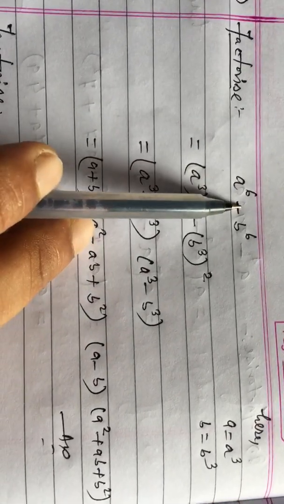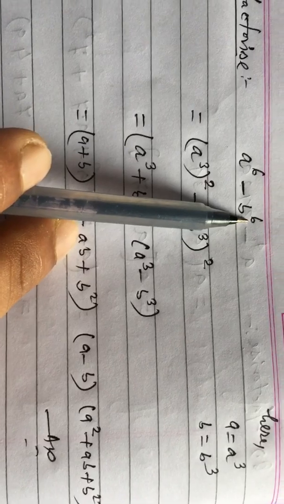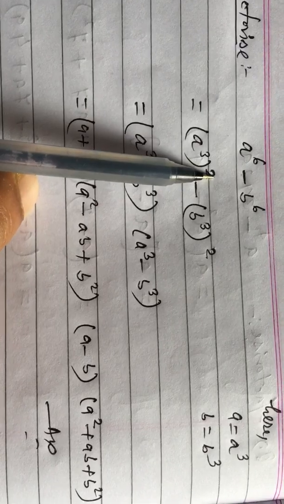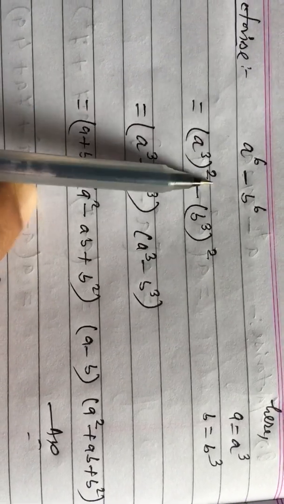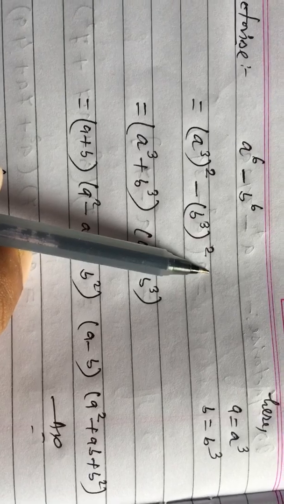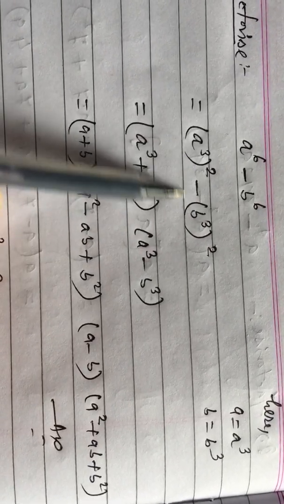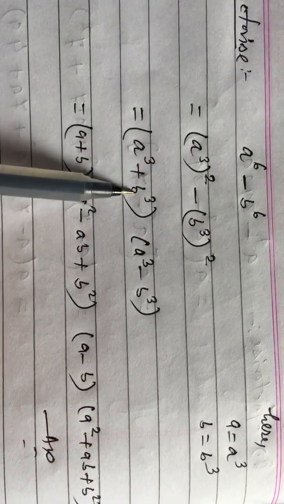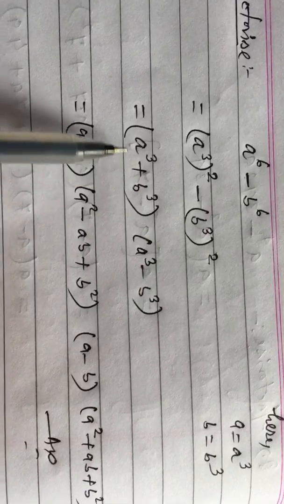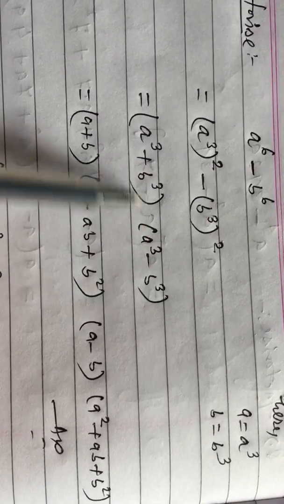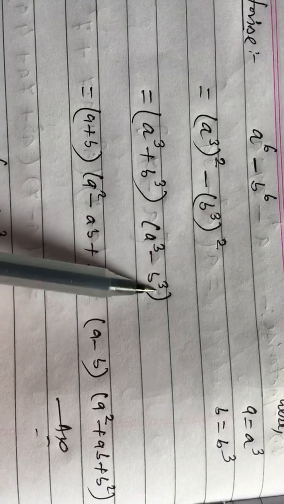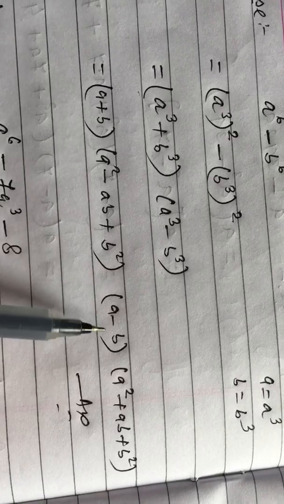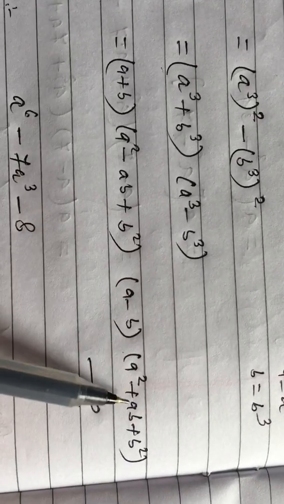That is a to the power 6 minus b to the power 6. So try to write it in terms of cubes. We can write a cube whole square and b cube whole square, because 3 twos are 6 and 3 twos are 6. Now applying the difference of two squares formula, suppose a is a cube and b is b cube, that is a cube plus b cube and a cube minus b cube. Now you can see it is again in formula form. For a cube plus b cube, a plus b, a square minus ab plus b square, and for a cube minus b cube, a minus b, a square plus ab plus b square.